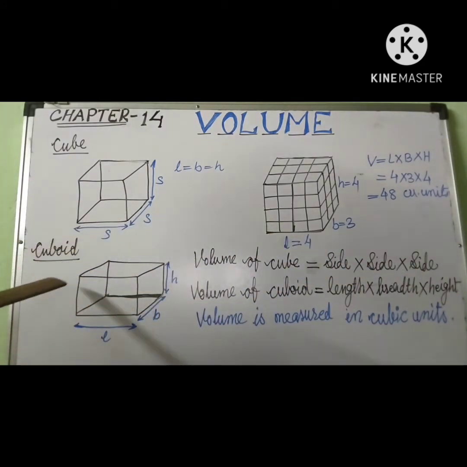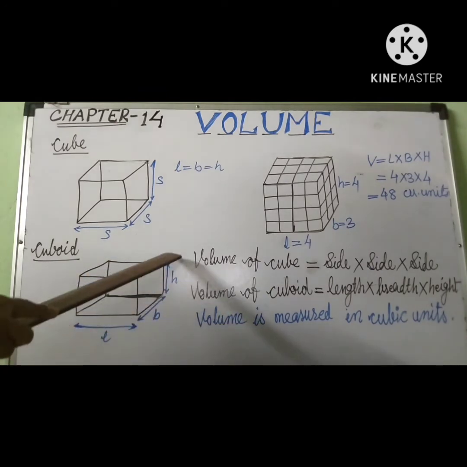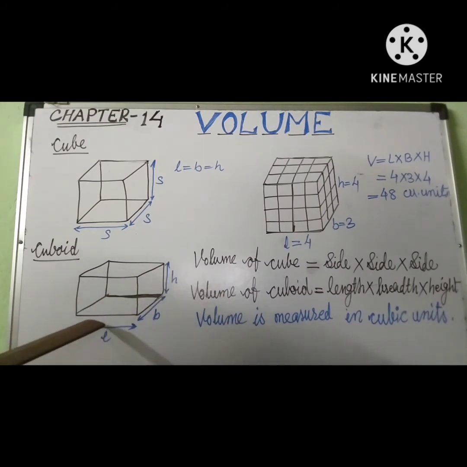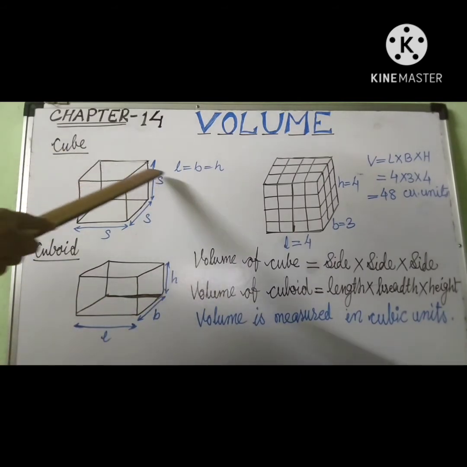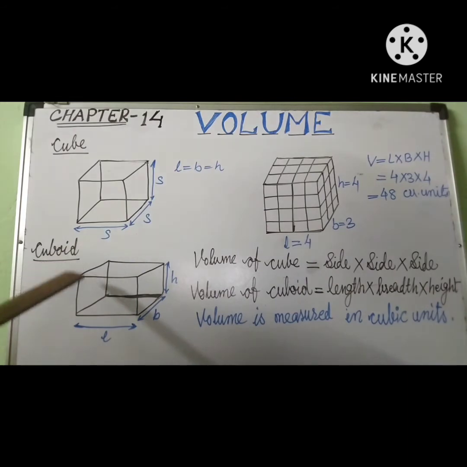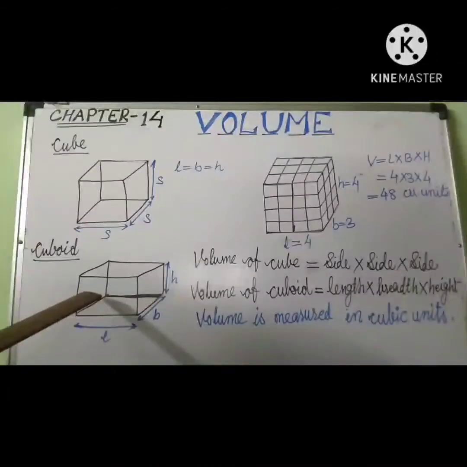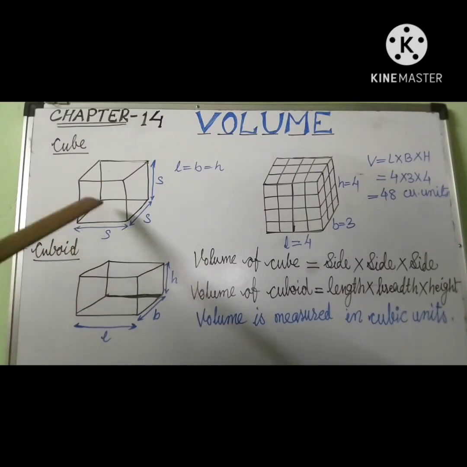Okay, now look at this figure. It is also a 3D shape because we have 3 dimensions here, length, breadth and height. But here all the 3 dimensions are different. Like in cube, all the 3 dimensions are equal. Cuboids have all the 3 dimensions unequal. Okay, so it is also having 6 faces, but all the faces are rectangular shape. Okay, this is the difference between cube and cuboid. Cube has all the faces square and cuboid has all the faces rectangular shape.